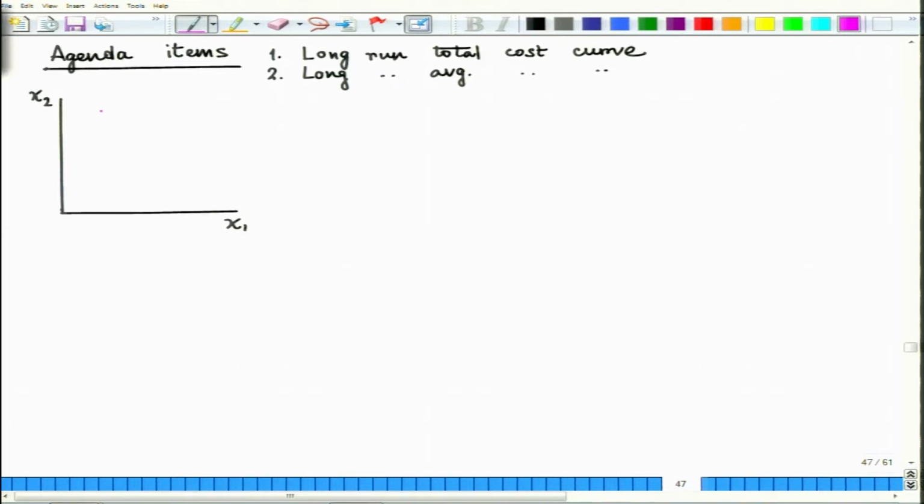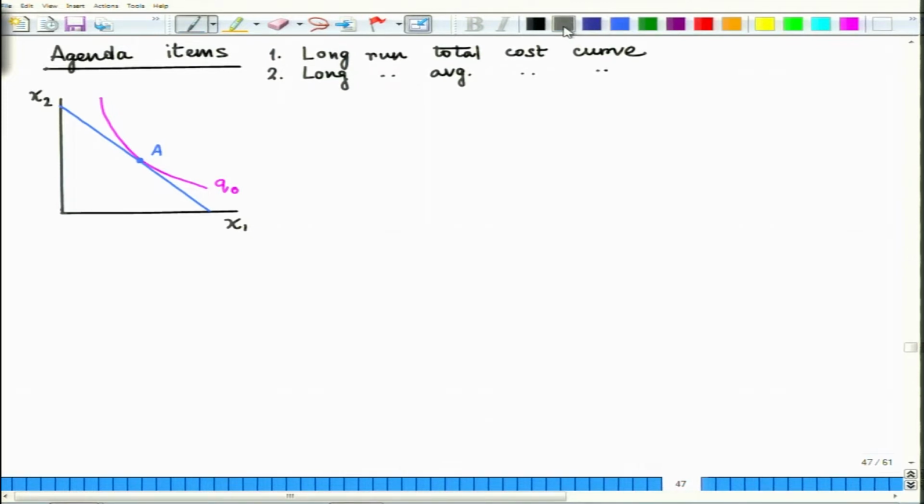So let me draw the isoquant map here. Suppose I start with an isoquant level producing output Q naught, and we know how to derive the firm's equilibrium. We have to draw the isocost line in this input plane such that it makes a tangent with the isoproduct curve, or the isoquant curve. At some point it makes the tangent, say this is the point A.